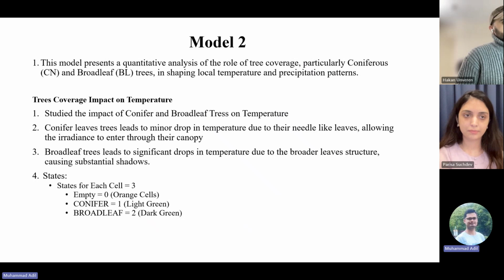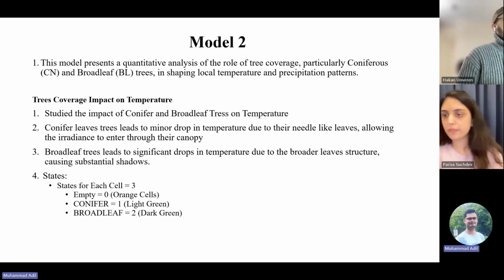So usually what we can observe is that conifer trees have needle or sharp-like leaves, where they usually let most of the sun radiation pass through. And as for the broadleaf, as the name suggests, they usually have broader leaves and they cause more shadow. That means they don't let most of the light pass through.